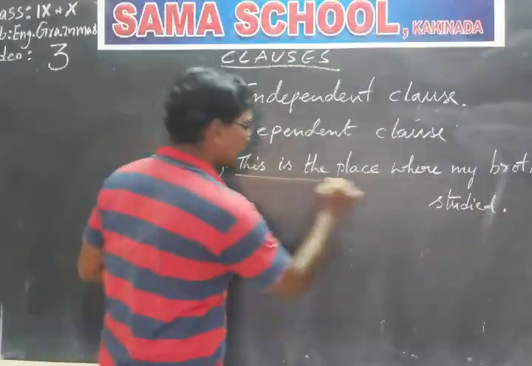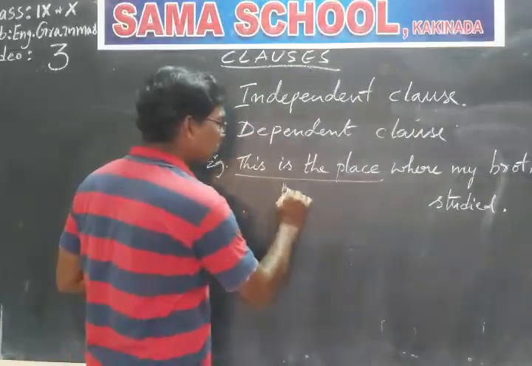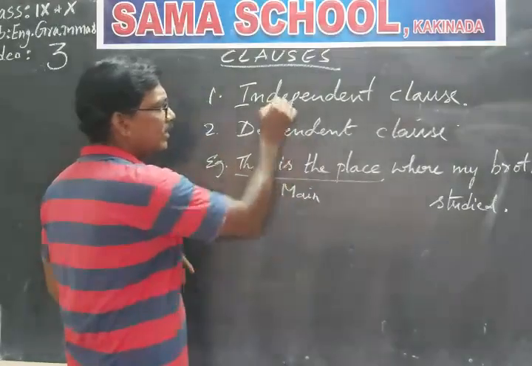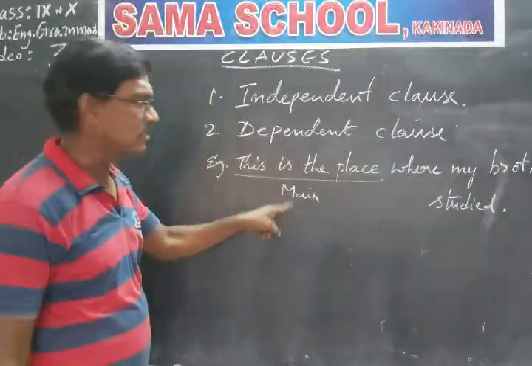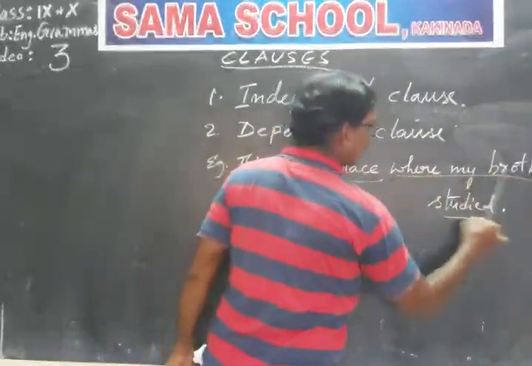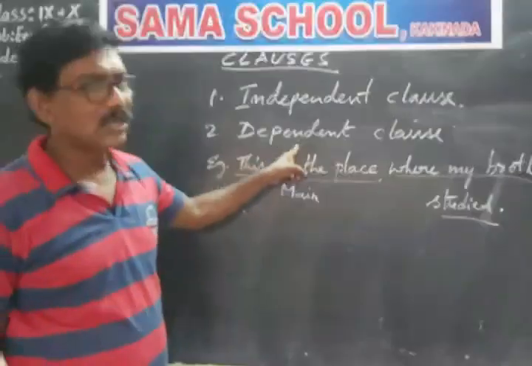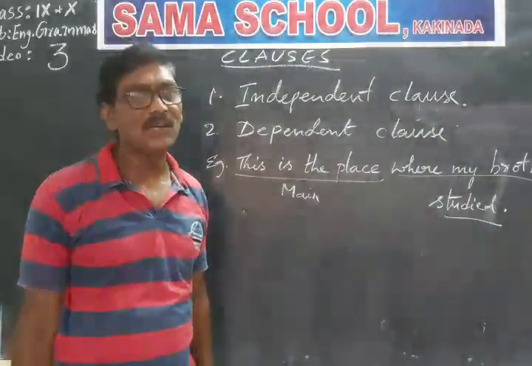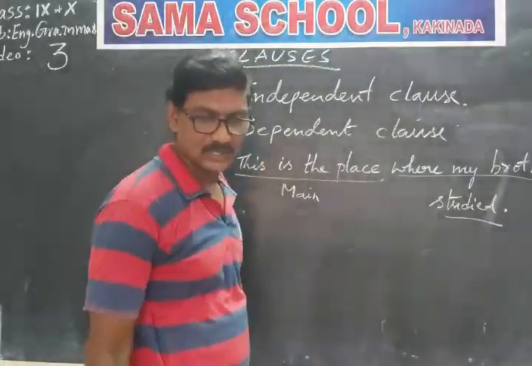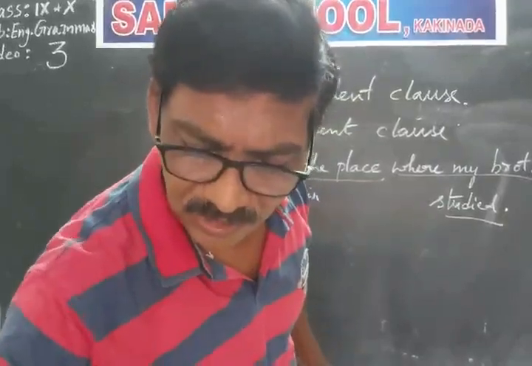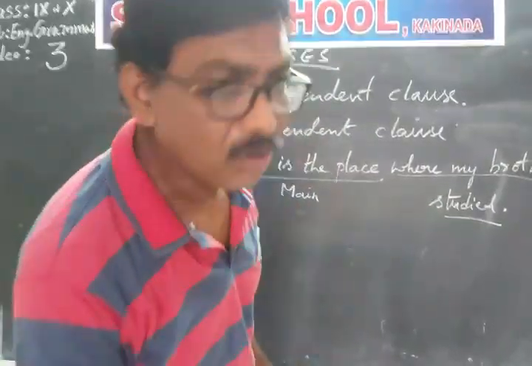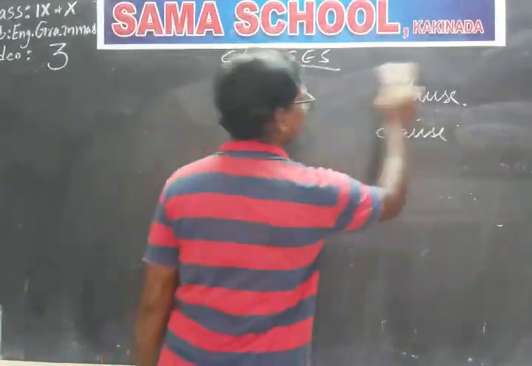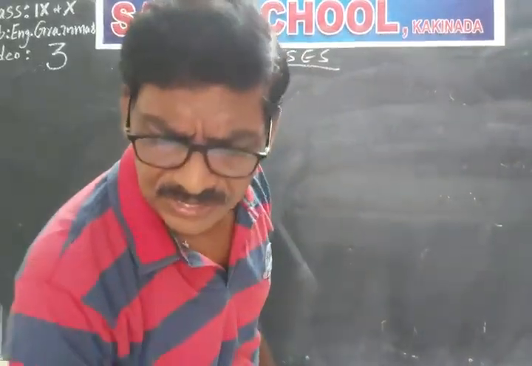So this is called a main clause or independent clause. An independent clause is also called a main clause. And this part is called a dependent clause or a subordinate clause. Yesterday we discussed it in detail. Now, how are these clauses used in sentences?